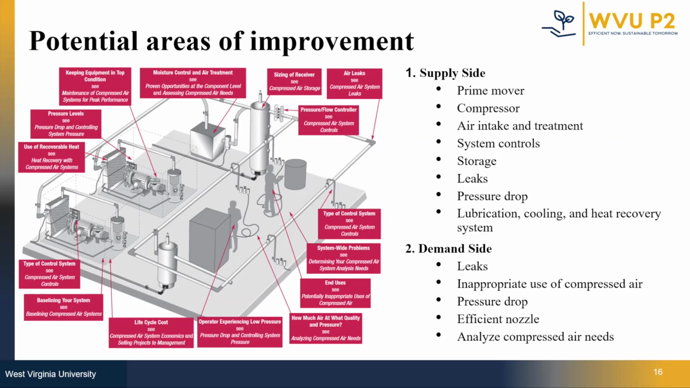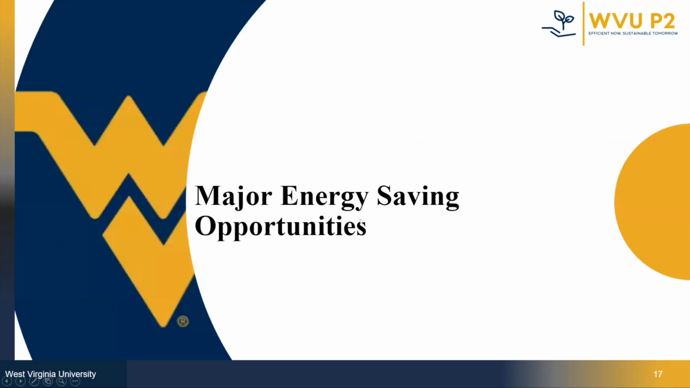On the demand side, it is about how the air is being used. Are there leaks in the distribution system? Are we using compressed air for a job that could be done more efficiently another way? Even something as simple as switching to an efficient nozzle can lead to real savings.